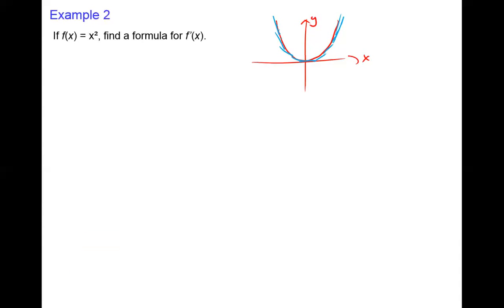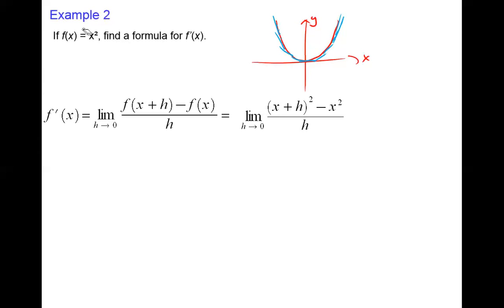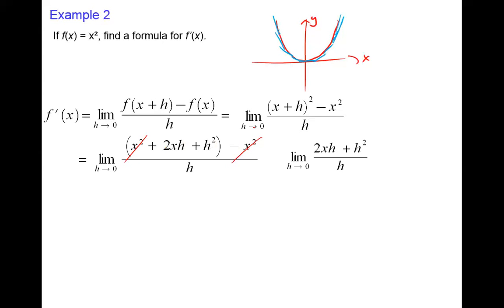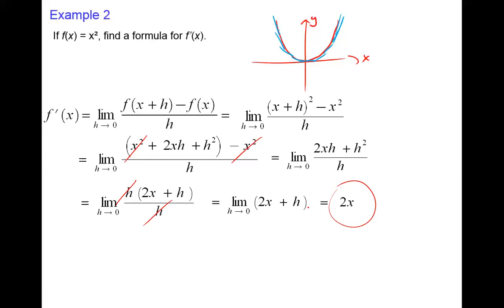That means we will use the definition. That's the definition: f of x plus h minus f of x over h as h goes to 0. Evaluating for x squared will give me this. Let's expand x plus h squared. Let's cancel out x squared. And now, because we are always looking for the common factor, the h common factor, let's factor out h. And now the problem is gone. 2x plus h. The final answer is 2x.